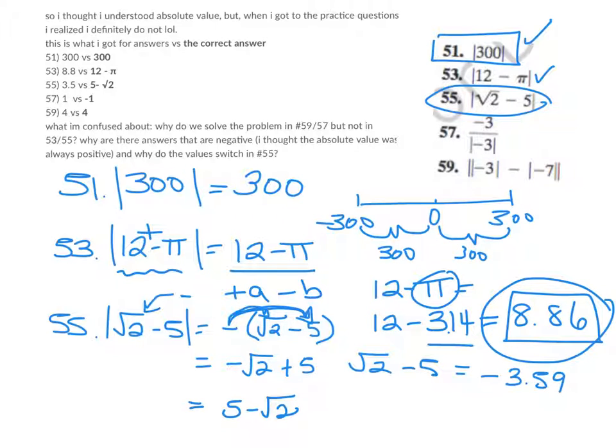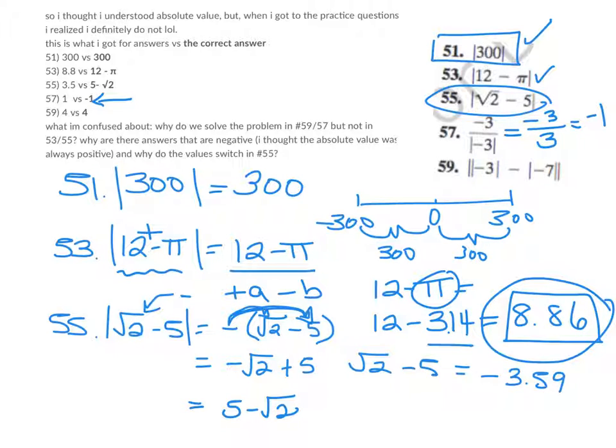Okay, for number 57, we have negative 3 over the absolute value of negative 3. So I'm going to rewrite it in the form of a fraction without the absolute value bars. So the absolute value of negative 3 becomes positive 3. And then when you take negative 3 divided by positive 3, you're going to get negative 1. So that's the reason why you got this one wrong, is that you just needed to include that negative sign in your answer.